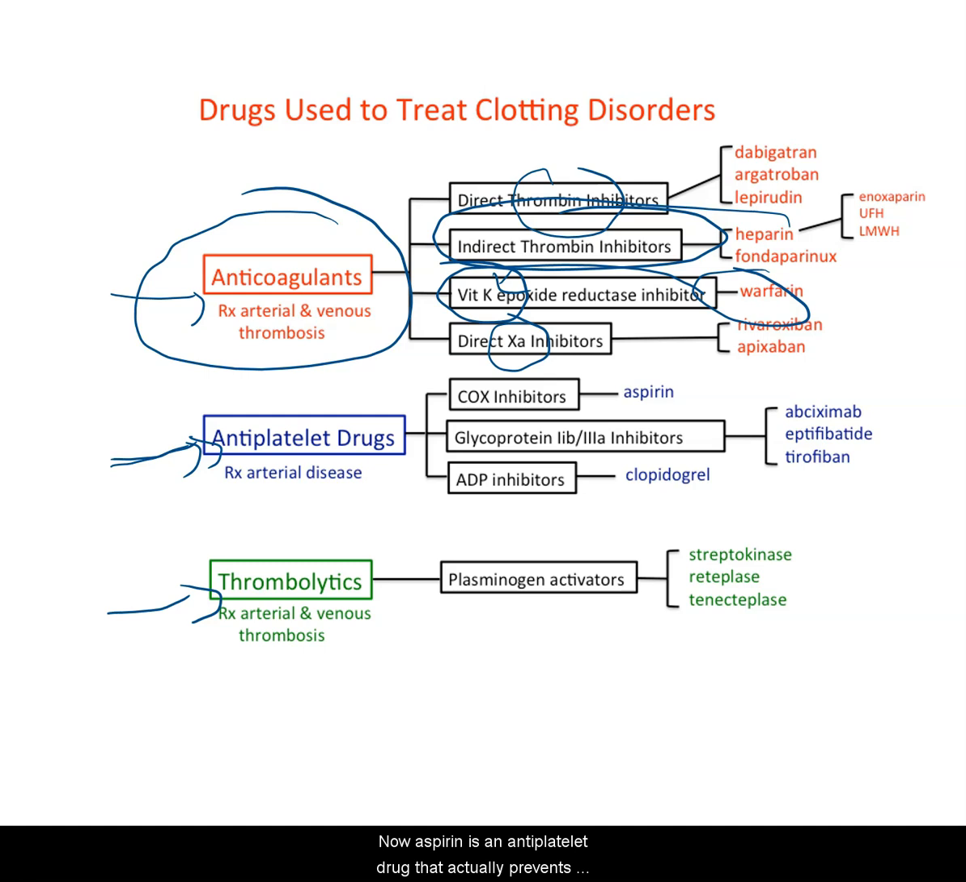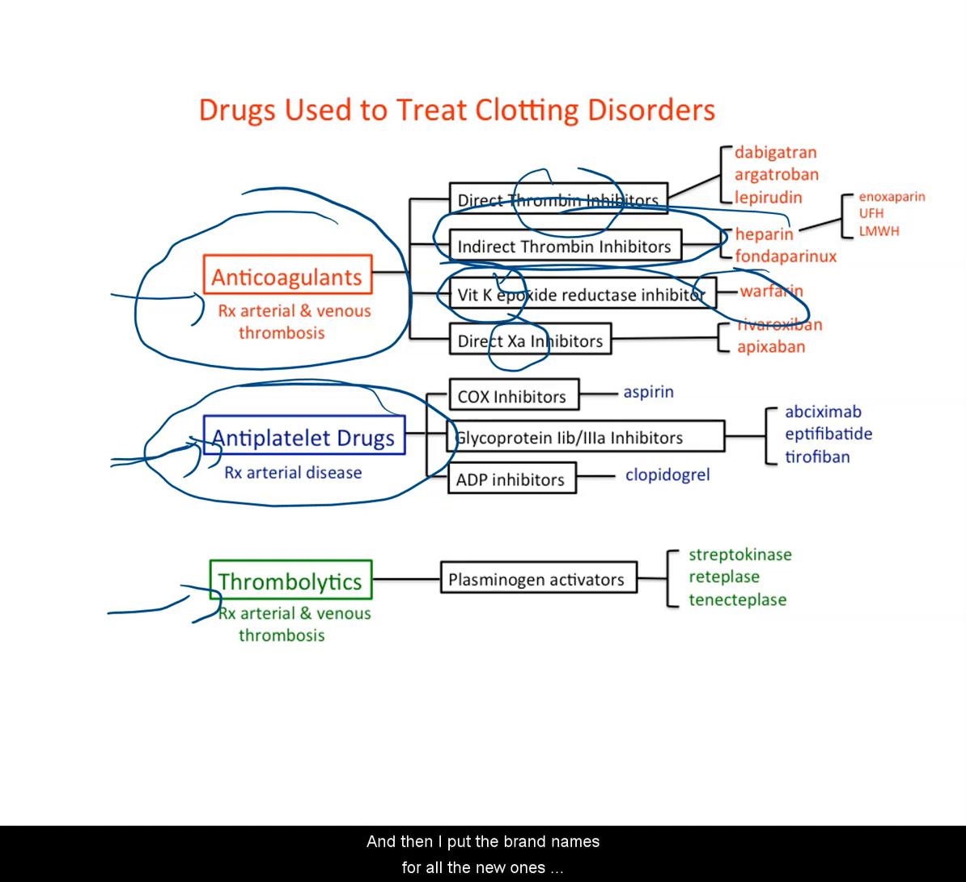Now, aspirin is an antiplatelet drug. It actually prevents the platelets from clumping together. So some people take aspirin daily just to help keep their blood thinner or keep their arteries healthier. Or if you think you're having a heart attack, you can take some aspirin. It might help prevent that clot from forming.